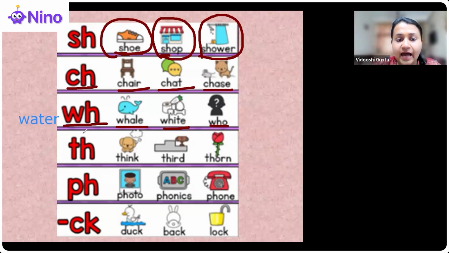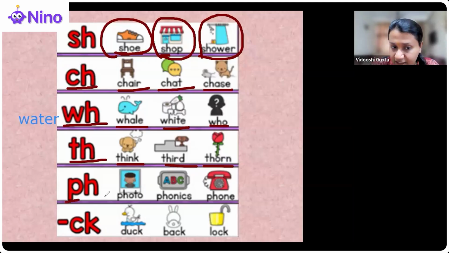Okay, the next one we have is TH. Now TH is making two sounds. One is the soft th, the second is the hard th. Now these are some examples of the soft th: think, third, thorn. Now for the hard th, we can have that, this, them, there. These are some examples of the hard th.